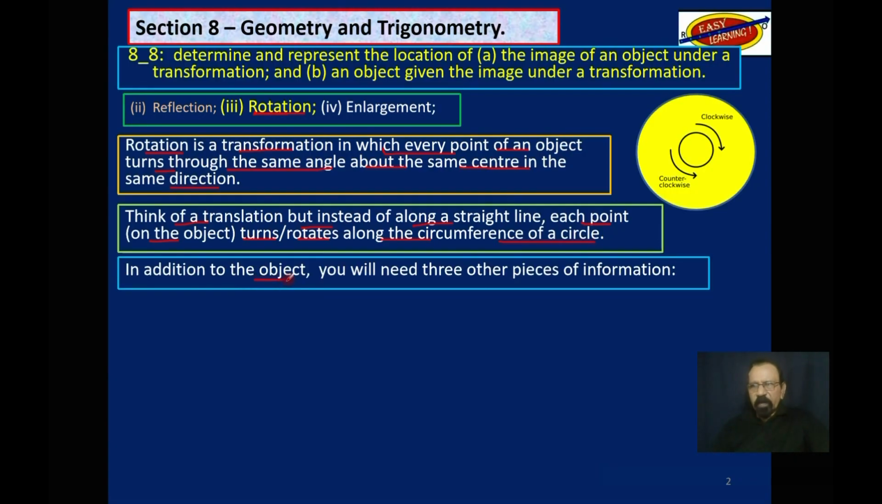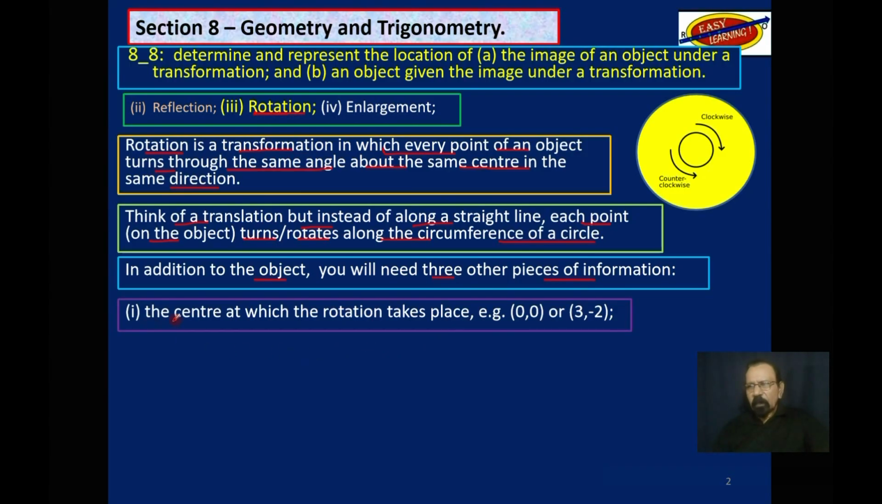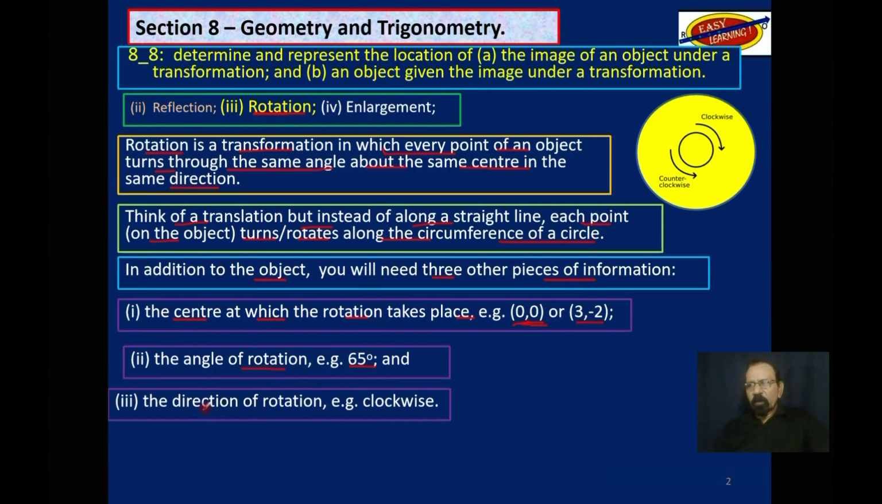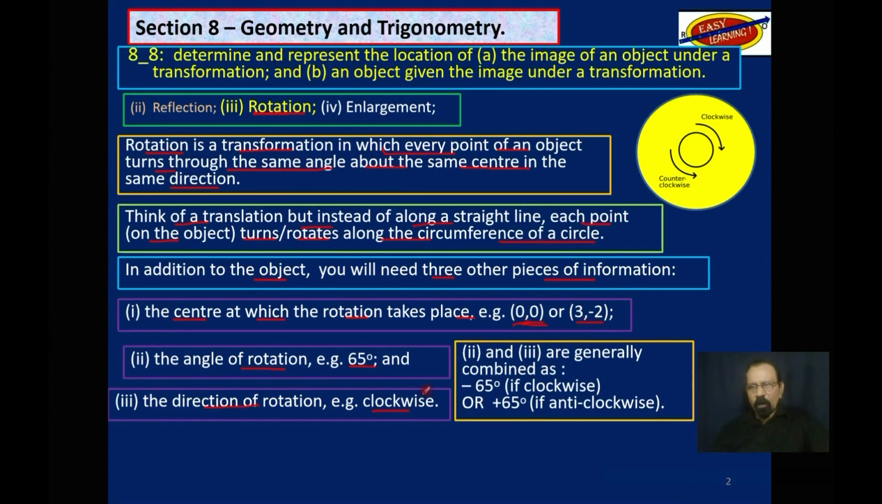Now, in addition to the object itself, you will need 3 other pieces of information to carry out a rotation exercise. 1, you will need to know the center at which the rotation takes place. Example, at the origin on a Cartesian grid, 0, 0, or 3, -2. You will also need to know the angle of rotation. Is it 65 degrees? And also the direction of rotation. Is it clockwise or is it anti-clockwise?